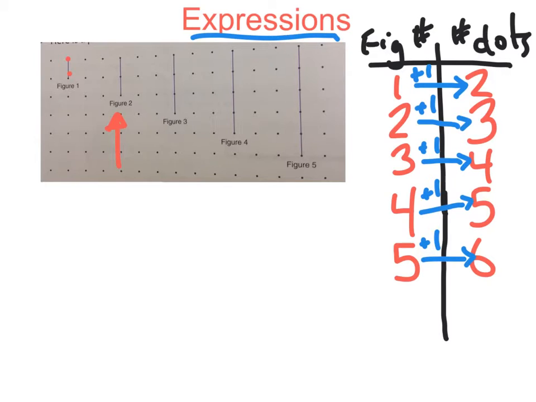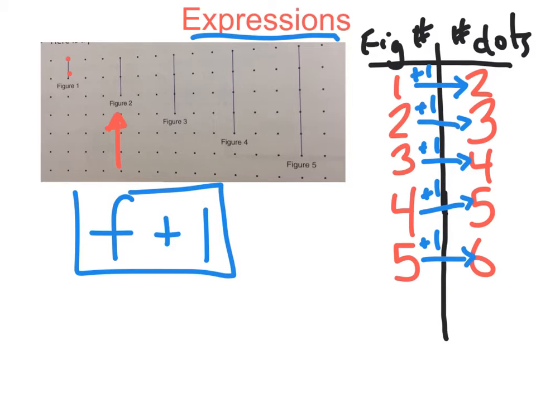So there you see a pattern. Our figure number plus 1 gives us our number of dots each time. The figure number plus 1 equals the number of dots. So to write an expression, we could write figure number, I'm going to choose f as a variable for figure number, plus 1. This is an expression. It has a variable, f for figure number, and it has kind of an action of plus 1, and that gives us the number of dots.